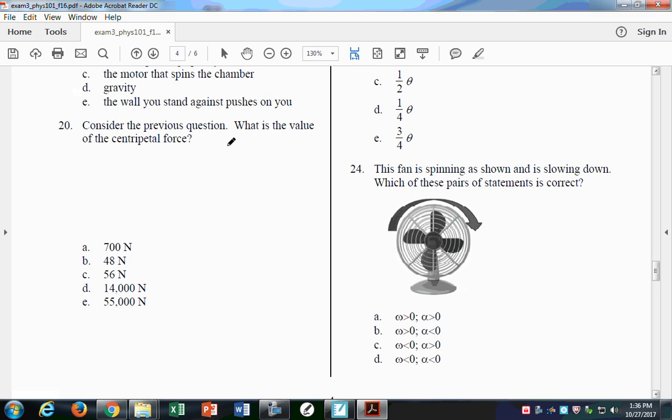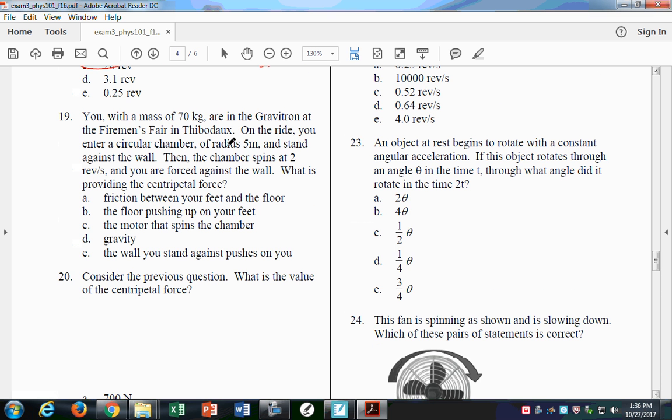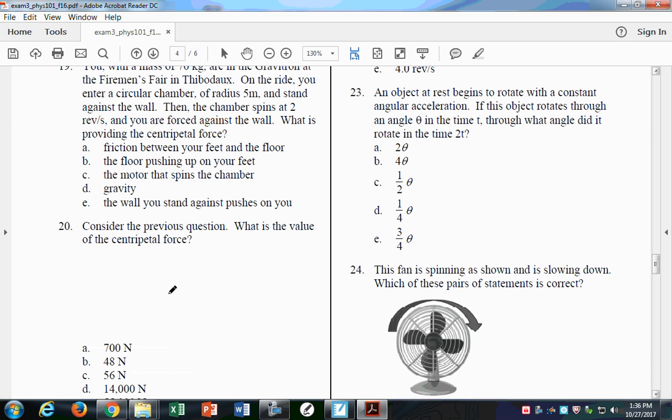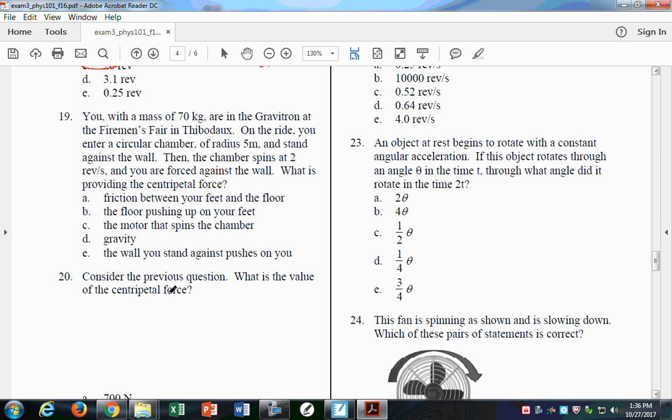Any of these stand out to you? How about number 20? Let's look at 20. It deals with centripetal forces. So this is the Gravitron. Like one of those things where you stand up against the wall and it spins you around and squishes you up against the wall. I want to know what is the value of the centripetal force. Now the first problem asks you what's providing the centripetal force. What is actually forcing you into that circular path? It's the wall that's pushing back against you. That's actually pushing you into this circular path.